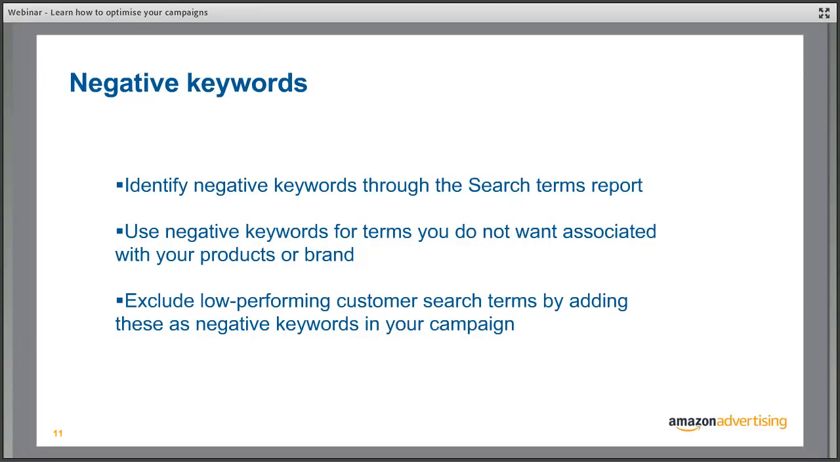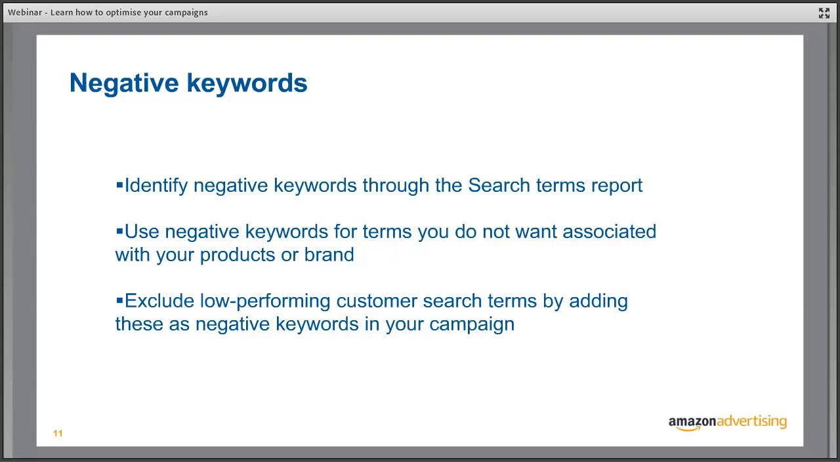First, remember that negative keywords allow you to refine your target audience and improve the performance of your sponsored products campaigns. The best way to identify negative keywords is through the search term report. Look at the data in this report to determine which customer search terms have received significant traffic but not performed well. You may also want to use negative keywords for terms which you do not want associated with your products or brand. Most negative keywords will be exact match. This means you only want your ads to not appear for that specific term. However, you may also use phrase match to exclude that term in additional contexts.